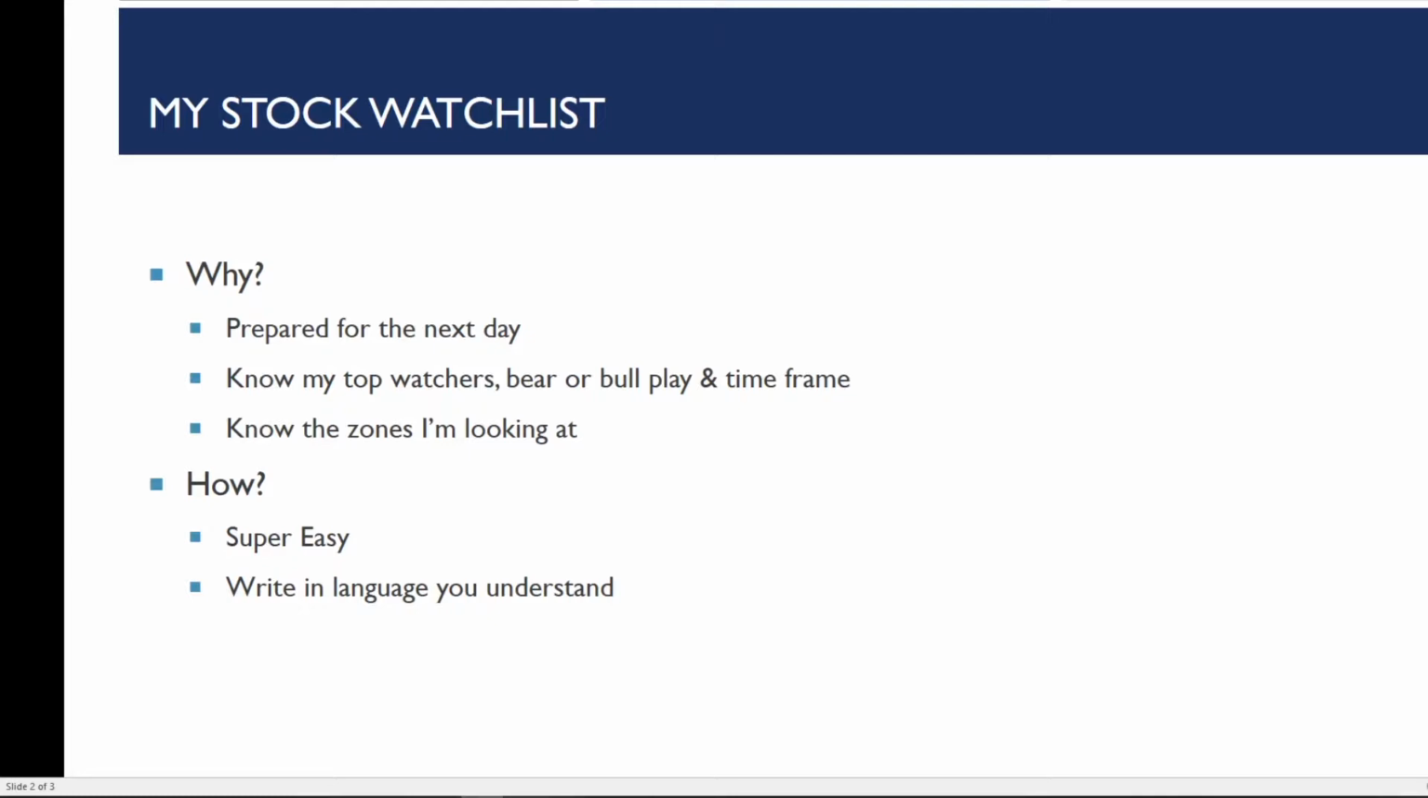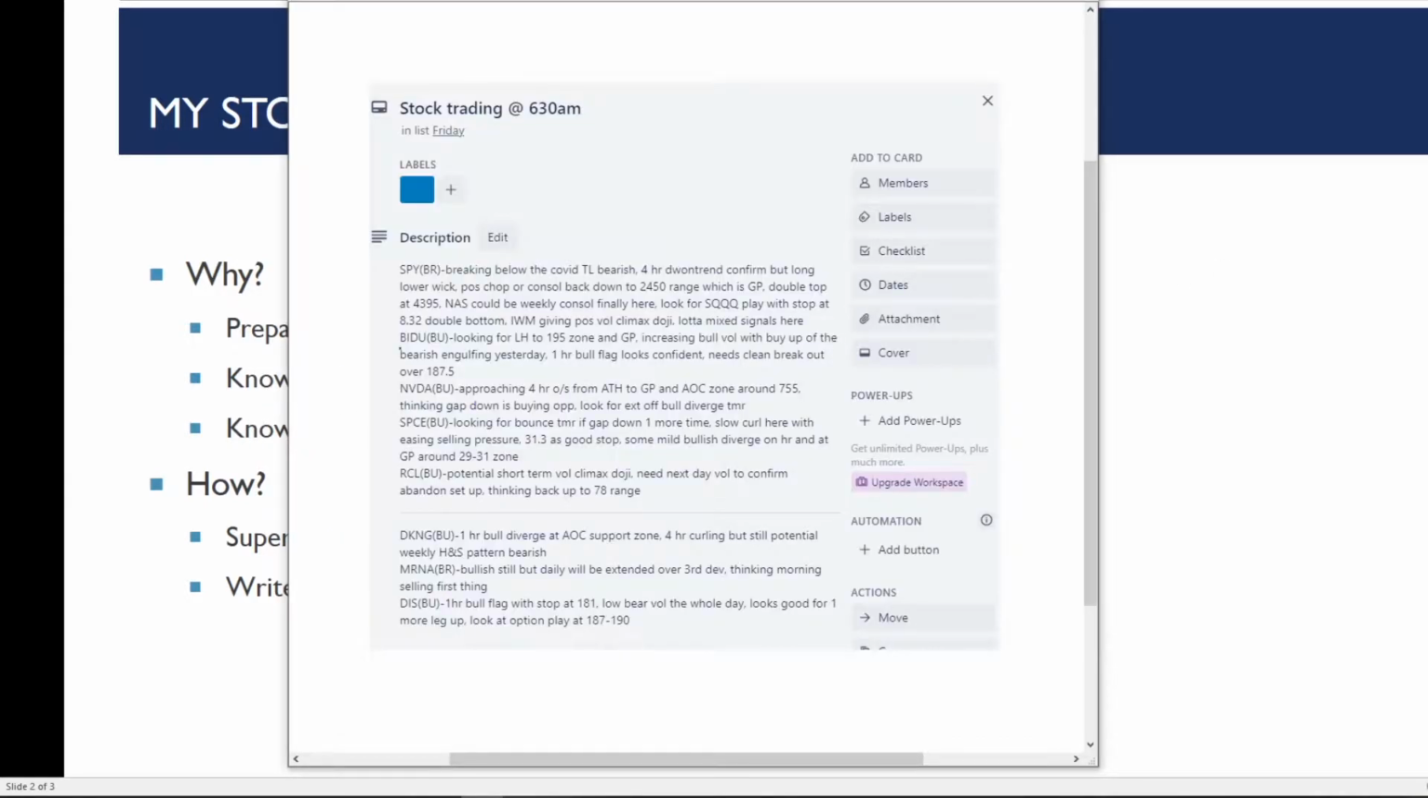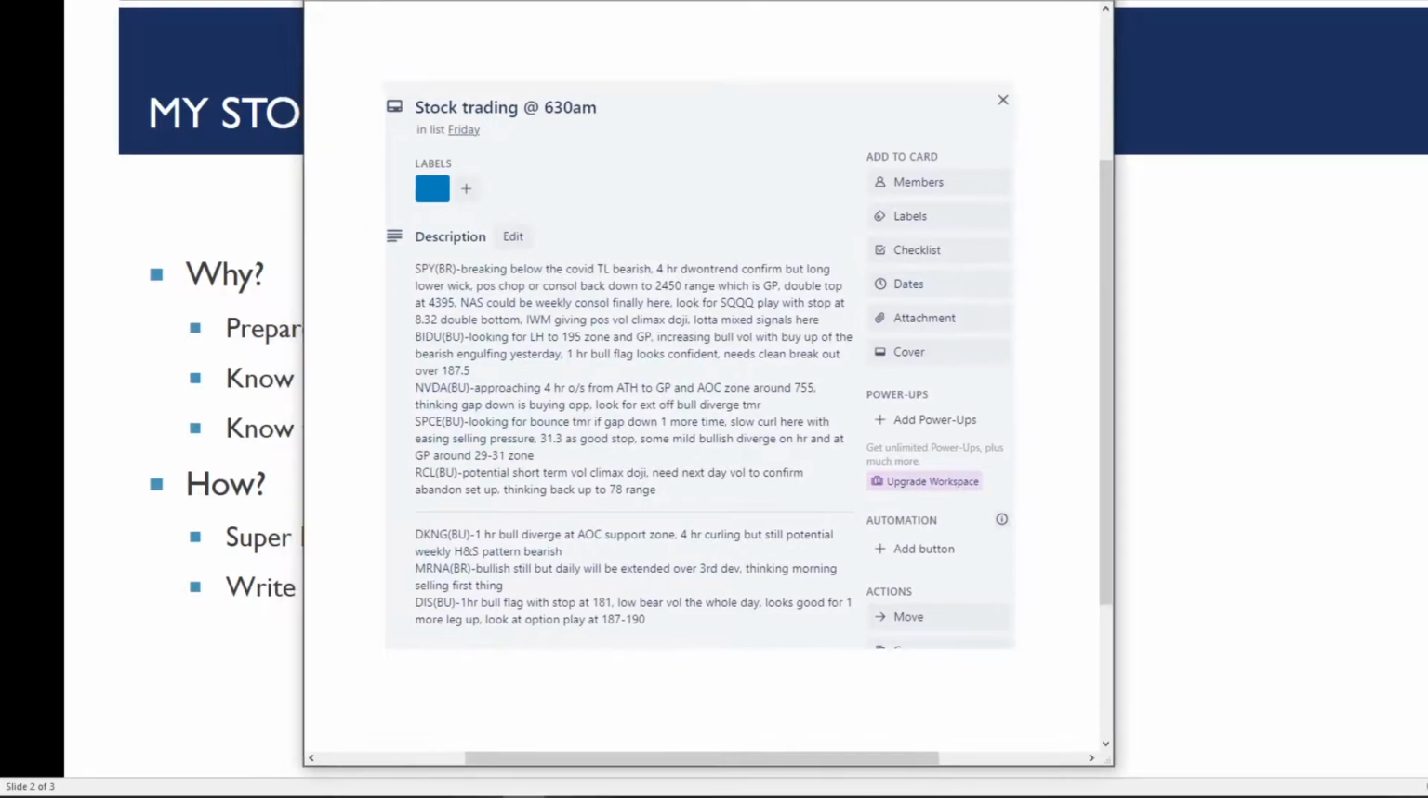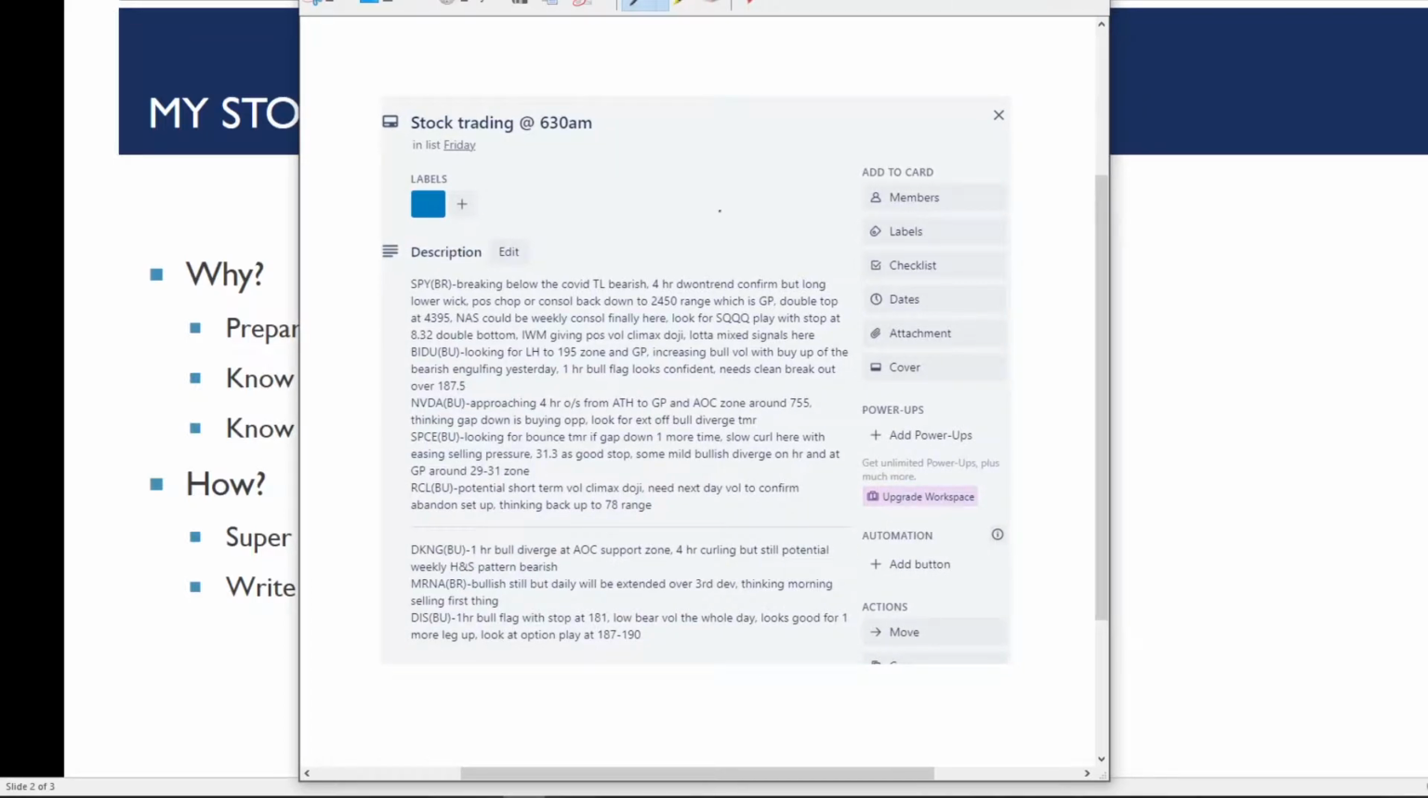You just write a few stocks that you're looking for as your top plays, and I just write it in a language that I understand here. So let me show you what I mean. All I do is I look at my tickers, I write down what they are, I write down if I'm looking for a bull play or bear play, and just a short sentence or two about the zones I'm looking at, what kind of pattern is forming, is there divergence, and that's it.